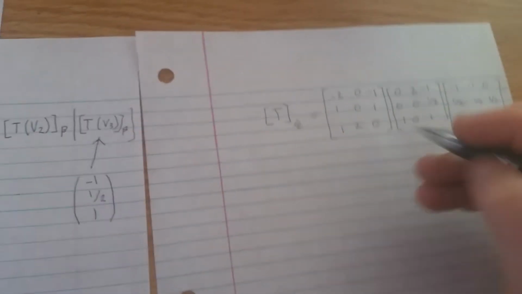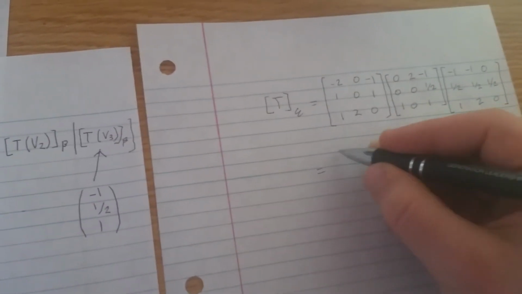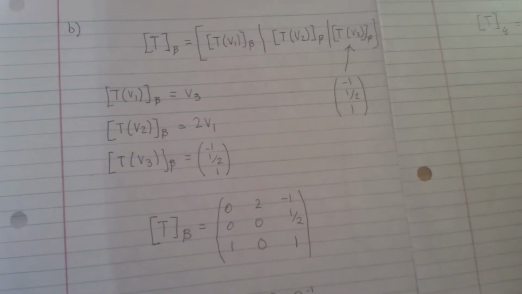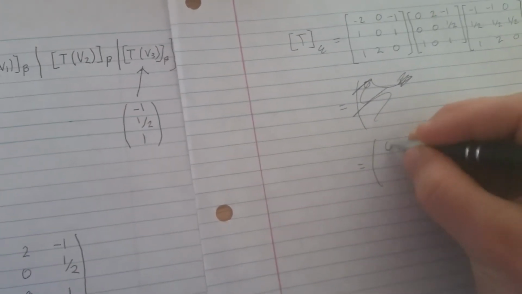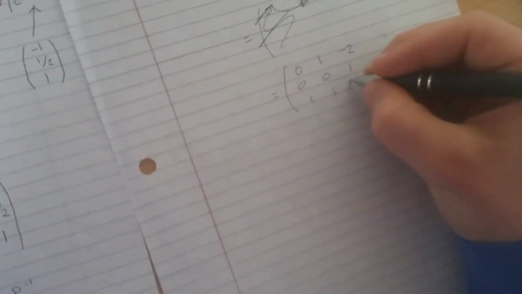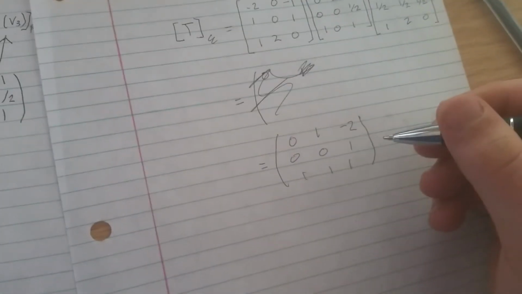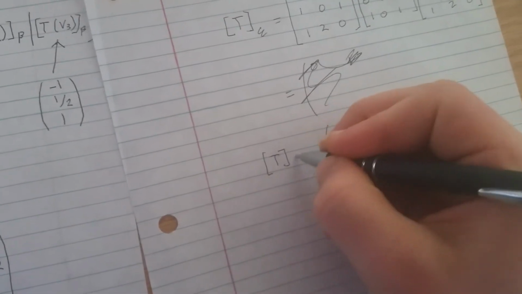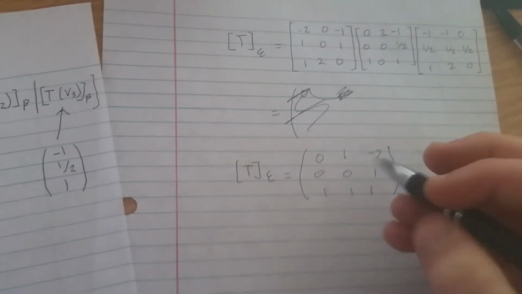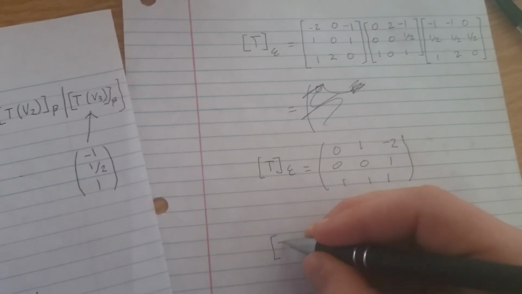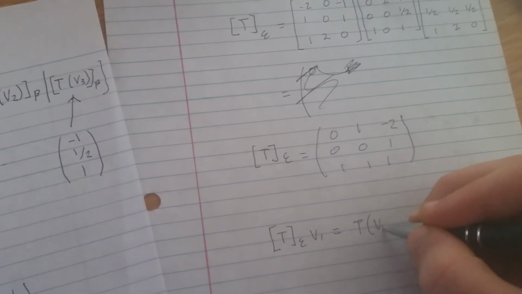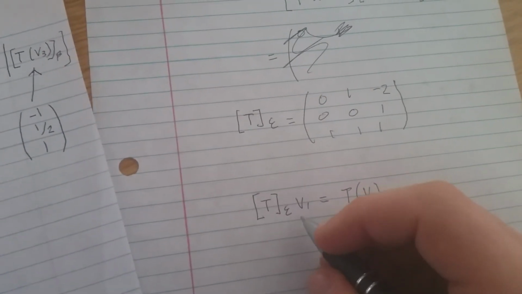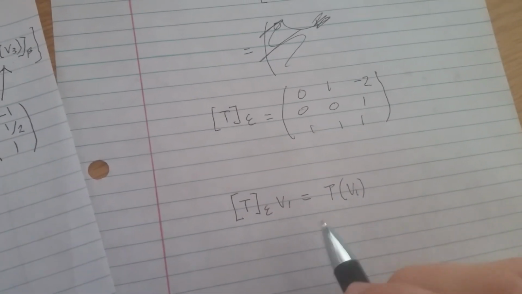And you basically just do matrix multiplication across all of those, and you get 0, 1, negative 2, 0, 0, 1, 1, 1, 1. And that's going to be your standard matrix. And you can check that this is right by again multiplying any of these. It could be V1, V2, V3, but this will be true for each of them.